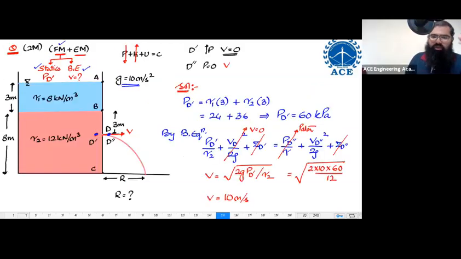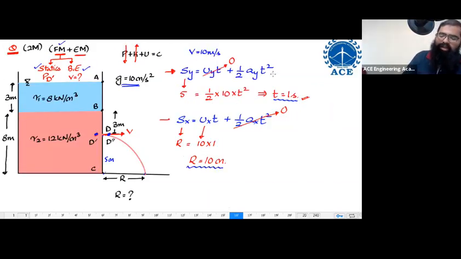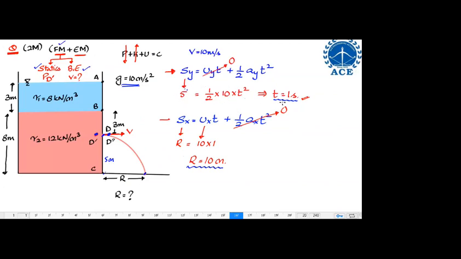So what I'm doing here is using the y-axis motion. I'm finding how much time the particle takes to move down from here to here along the y-axis. The y-axis displacement is equal to 5, acceleration is 10. From there I get the value of time t equal to 1 second.